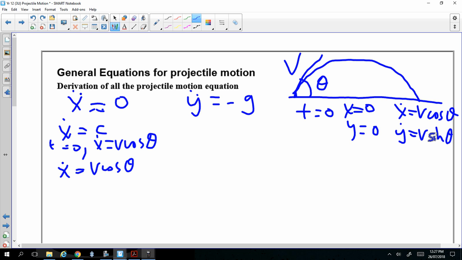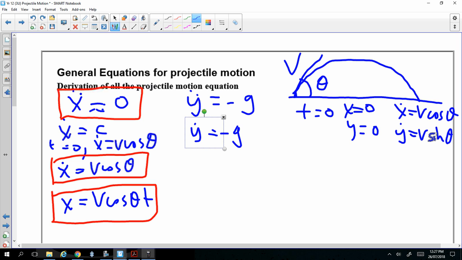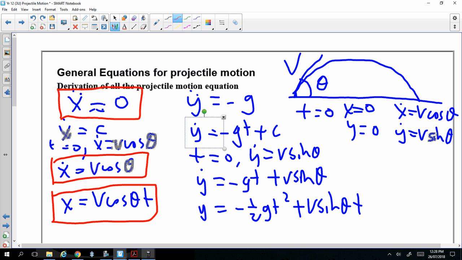And similarly, you can get the three equations for y. So y dot equal to negative gt plus c. When t is 0, y dot equal to v sine theta, which gives c equals v sine theta. Then you can do y to get negative half gt squared plus v sine theta t. So we got these six equations. I skipped some details. These are not to be memorized. These are just in general form, in terms of the parameters.